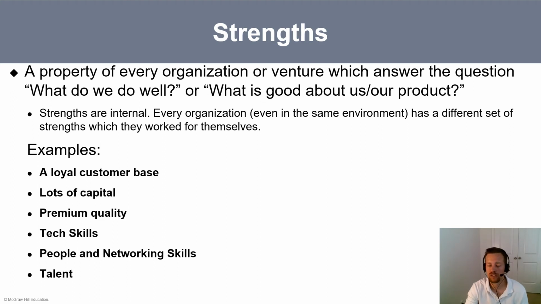Different price points, different levels of quality, different things that they're doing in terms of speed, and there's a lot of differences there. All right, some examples of strengths: a loyal customer base. Don't make the mistake of thinking, oh, a customer base is external, so that can't be a strength. Well, when we talk about internal, we're talking about things that are specific to the organization, not things that are going on in the general environment that the company can't really control.